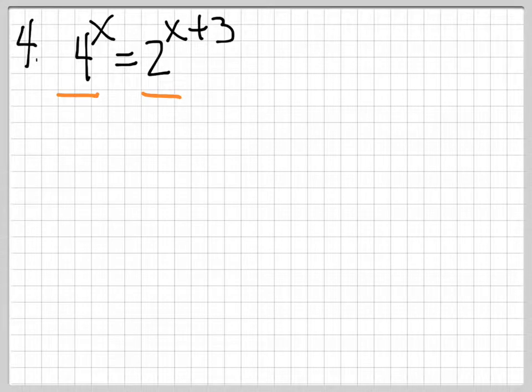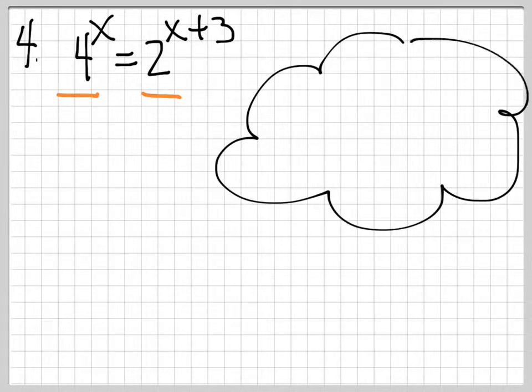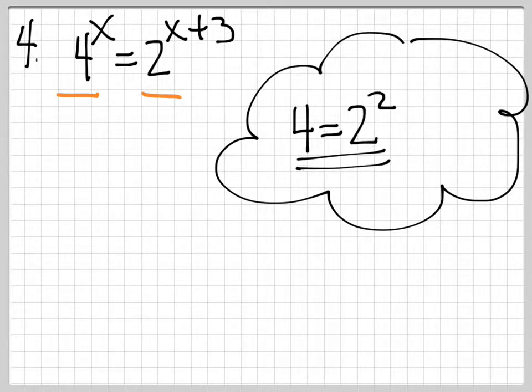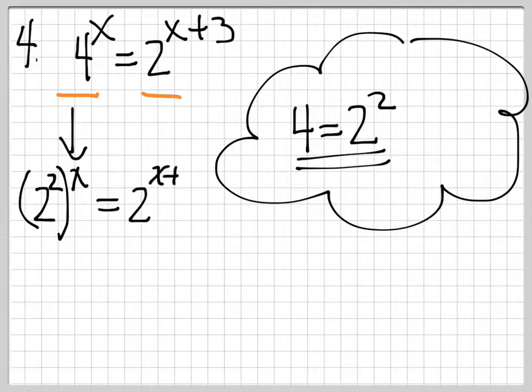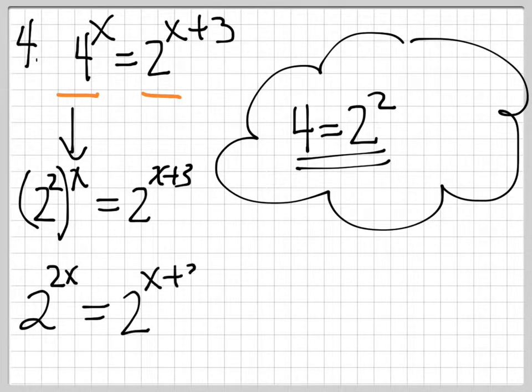But in the back of your head, little alarm should be going off, and you should be thinking that 4 equals 2 squared. And those little alarms are trying to tell you that you could actually rewrite this as the same base. Step 1 is to write 4 as 2 squared, and be very careful and leave that x outside of the parentheses, equals 2 to the x plus 3. Remember, we did some rules of exponents, and we said if you do one exponent followed by another, you can just multiply them. So this becomes 2 to the 2x equals 2 to the x plus 3.